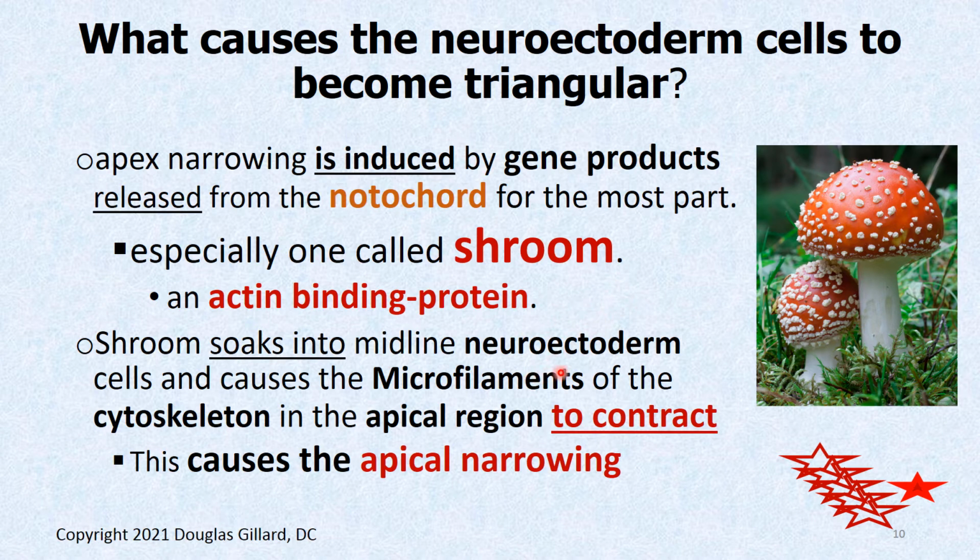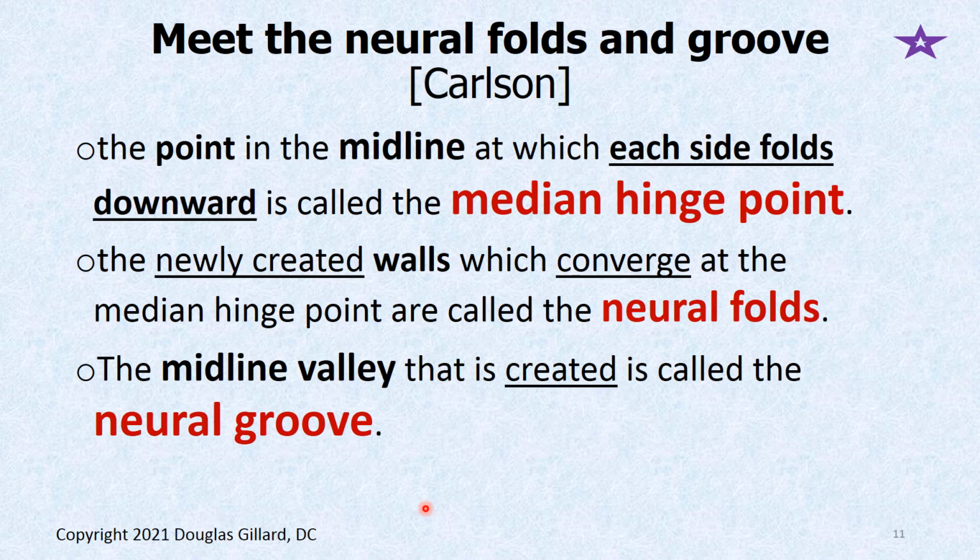Shroom is released by cells in the notochord. The shroom gene turns on, and the notochordal shroom gene product goes up and soaks into the neural plate in the midline. It causes apical narrowing to occur right in the very midline, and that's called the median hinge point, because now we have a triangular shaped neural plate instead of a flat neural plate. The left and right sides of the triangle are called neural folds, which create a groove in the middle, right in the midline, and that's called the neural groove.